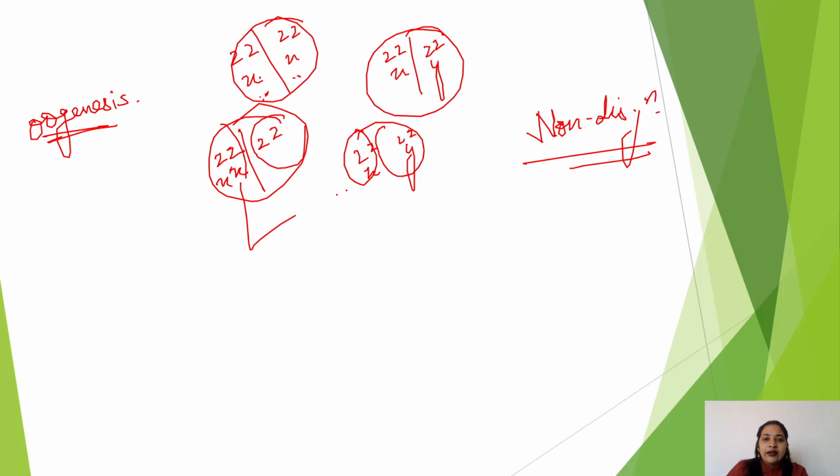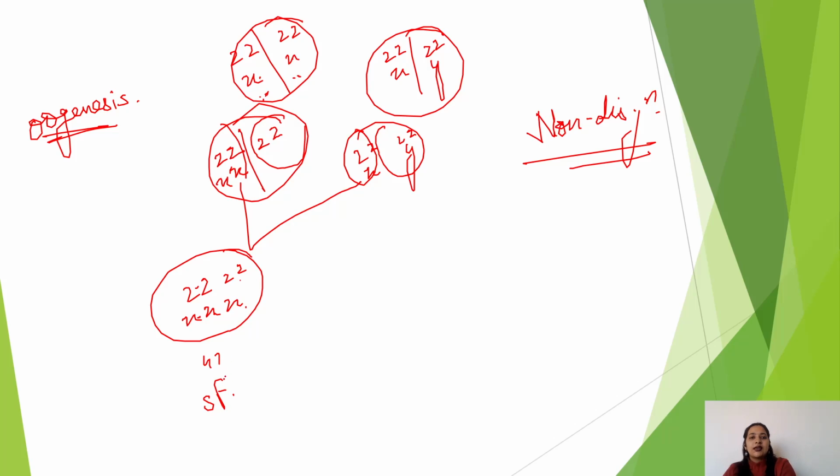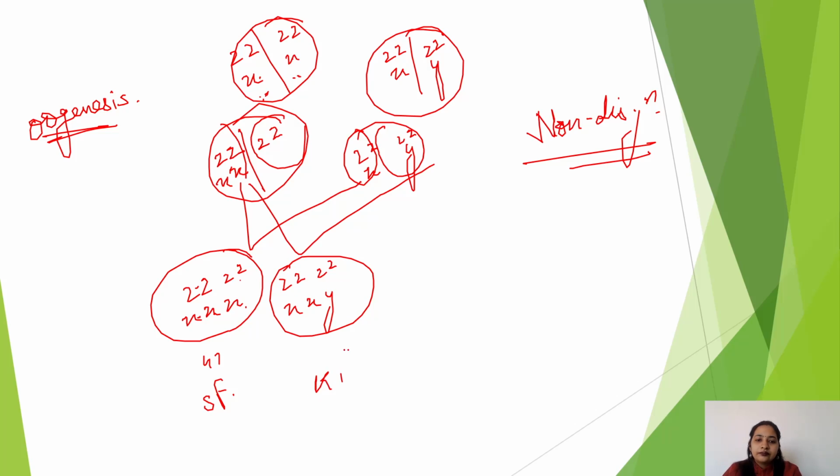So what happens? 22X and 22XX gives 22, 22, X, X and X. If you can see, there are 47 chromosomes: 22 and 22, 44, 45, 46, 47 chromosomes are there, and XXX is super female. Here you can see 22X and 22Y. So it will be 22, 22, but X, X and Y. So XXY is Klinefelter syndrome.